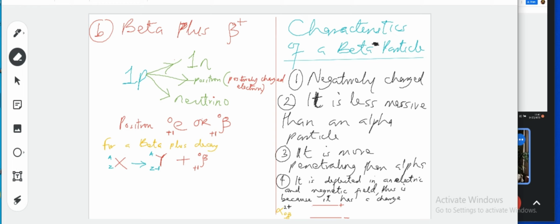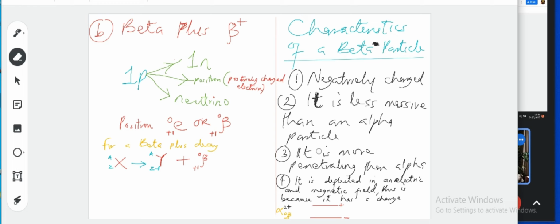In fact, I told you beta is more penetrating than alpha, but it's less penetrating than gamma. Beta can be stopped by about 3 millimeter thickness of aluminium or metal. Just a small thickness of aluminium, about 3 millimeter or thereabout, about 5 millimeter thick aluminium or any metal, it can pass through. But anything bigger than that can stop a beta.